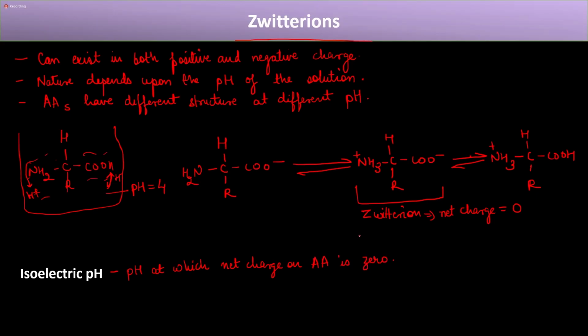Now, this isoelectric pH will also vary from one amino acid to another. For one amino acid, the isoelectric pH can be 4, while for another amino acid, the isoelectric pH can be 12. But we understood what isoelectric pH is: it is the pH at which the net charge on the amino acid is 0, or you can say that at this time it exists as a zwitter ion.